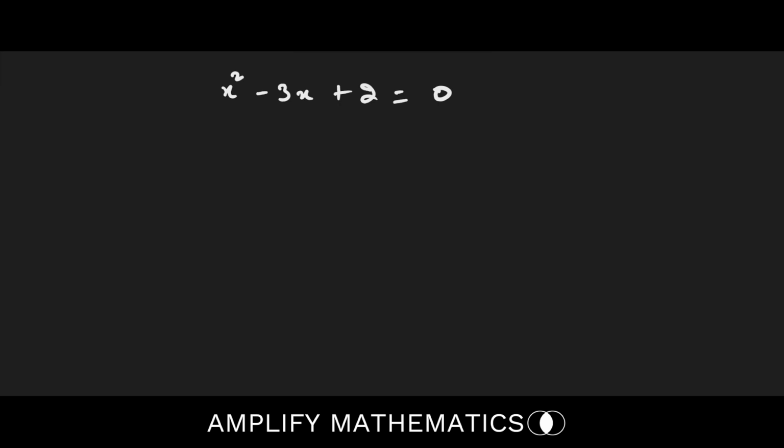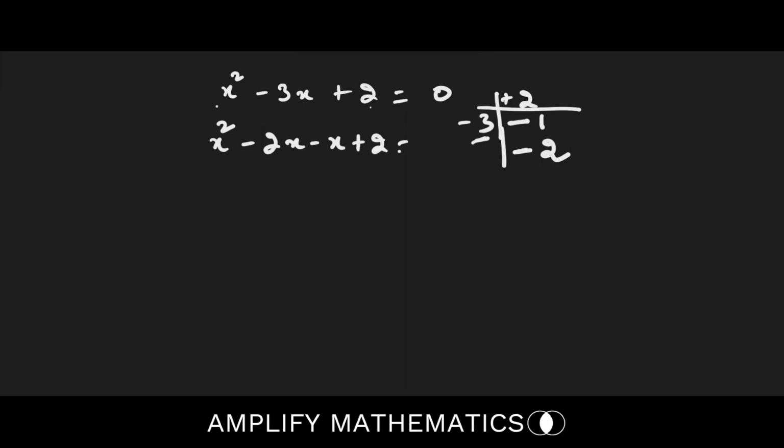Now here the roots are, let's use method of factorization. The product of first and the third coefficient is plus 2 and the middle term is minus 3. We have to find two numbers such that the product is plus 2 and sum is minus 3. Since the product is positive, both should be negative, then it is minus 1 and minus 2. Okay, so let's write down, split the middle term as x square minus 2x minus x plus 2 equals to 0. I have just split the middle term.